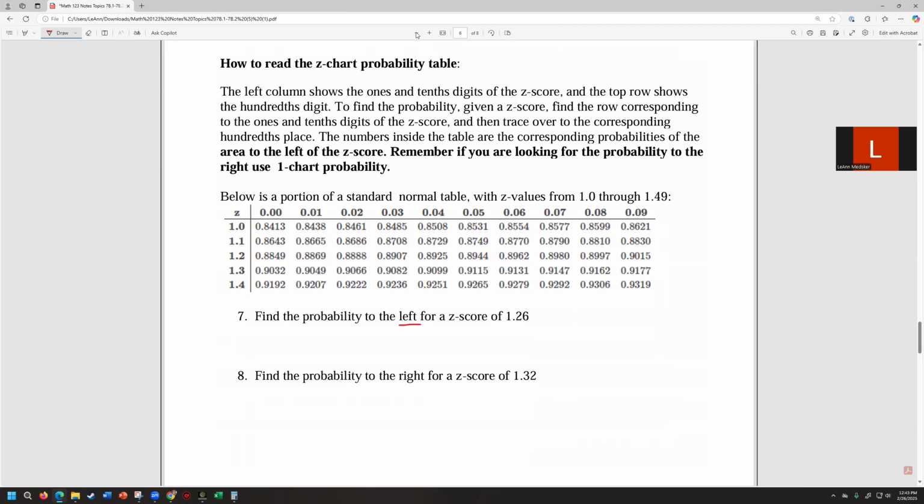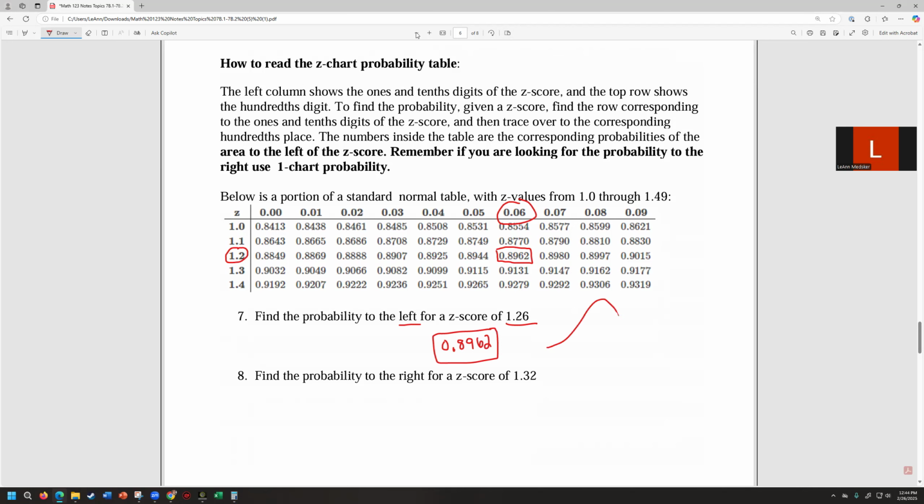We're going to find the probability, which means we're going to stay in decimal form, not go to percentage, to the left for a z-score of 1.26. So here's 1.2, and the hundredth place is 0.06. Follow those over till they match with a value, which is right here. Since this is left, your answer is the exact decimal. So roughly almost 90% of the data would be to the left.